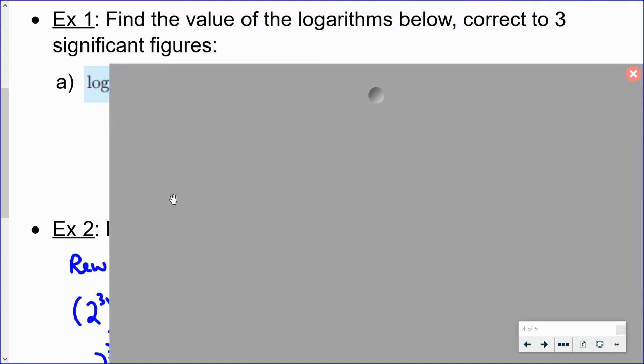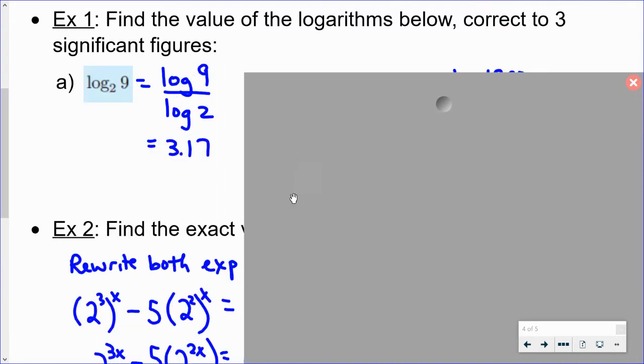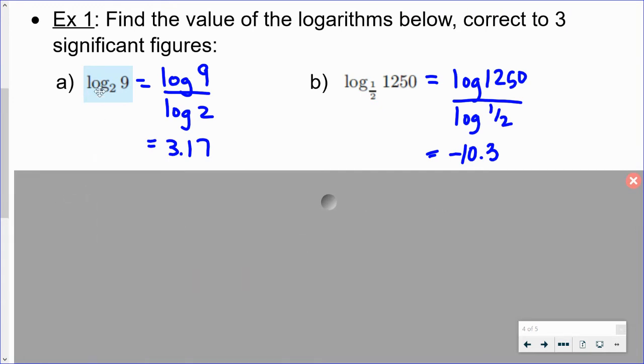if I wanted to find the value of log base 2 of 9, I can rewrite this as log 9 over log 2. I can type those numbers into my calculator and I get 3.17. That means that 2 to the exponent 3.17 will give us approximately 9. Likewise, if I have a base that is a fraction, I can rewrite this as log of 1250 over log of 1/2. I can plug those numbers into my calculator and divide, and I get the answer negative 10.3. That means that 1/2 raised to the exponent negative 10.3 equals approximately 1,250.